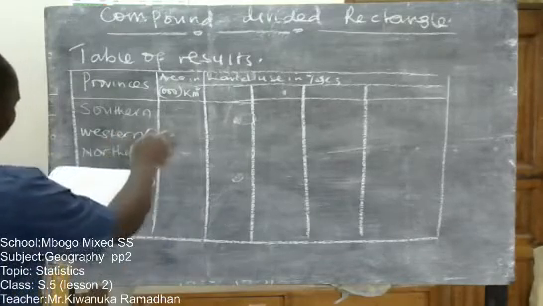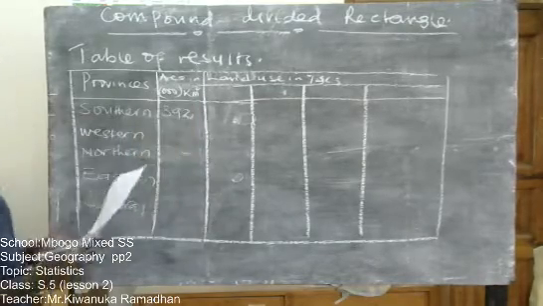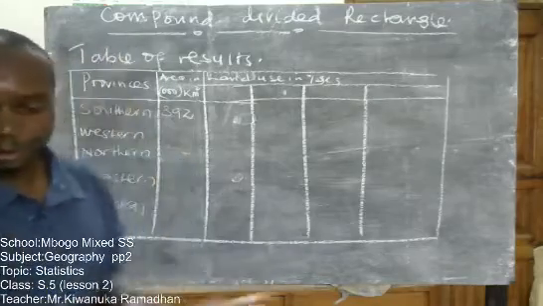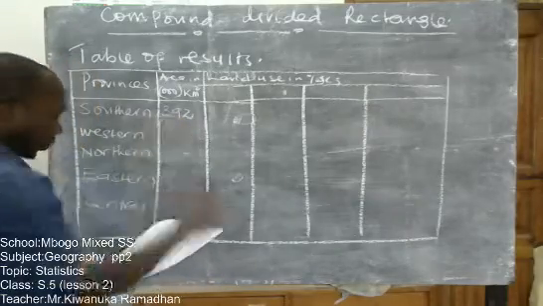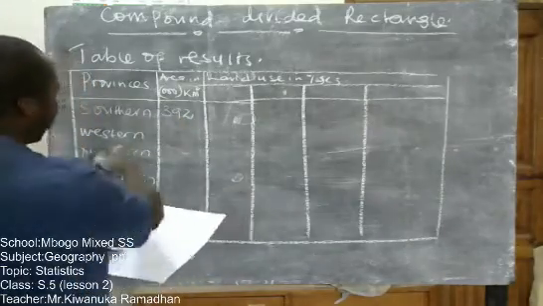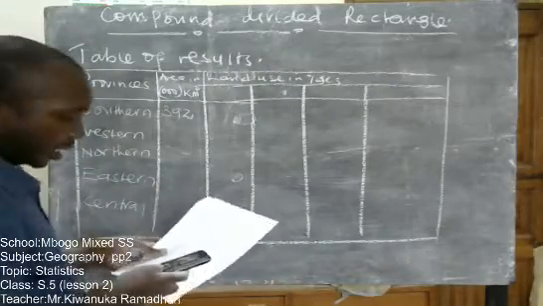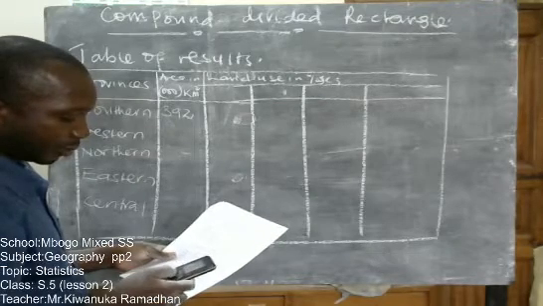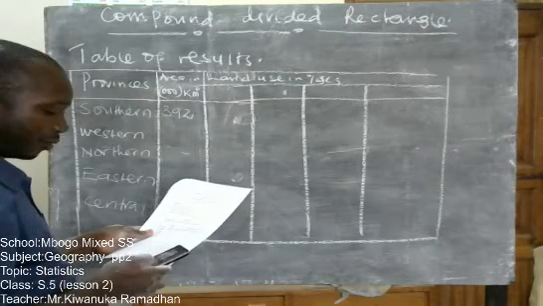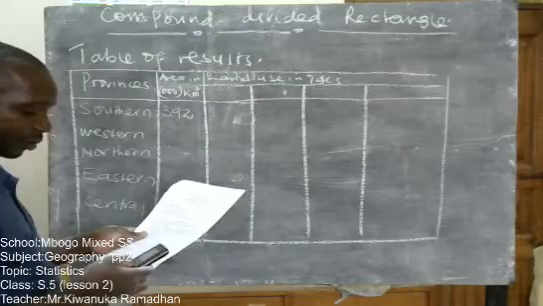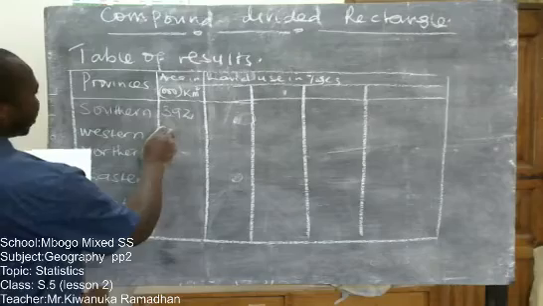Southern is 392. We get the 392. We add it to western. You get your calculator. Me, I'm using this. 392 plus western. Western is 355. We get 747.